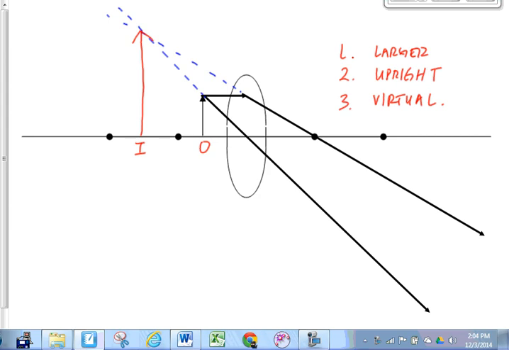All right, that's it for today, guys. Tomorrow we'll finish drawing the ray diagrams on the opposite side, do a little bit of math with that, then we'll finish off the week.